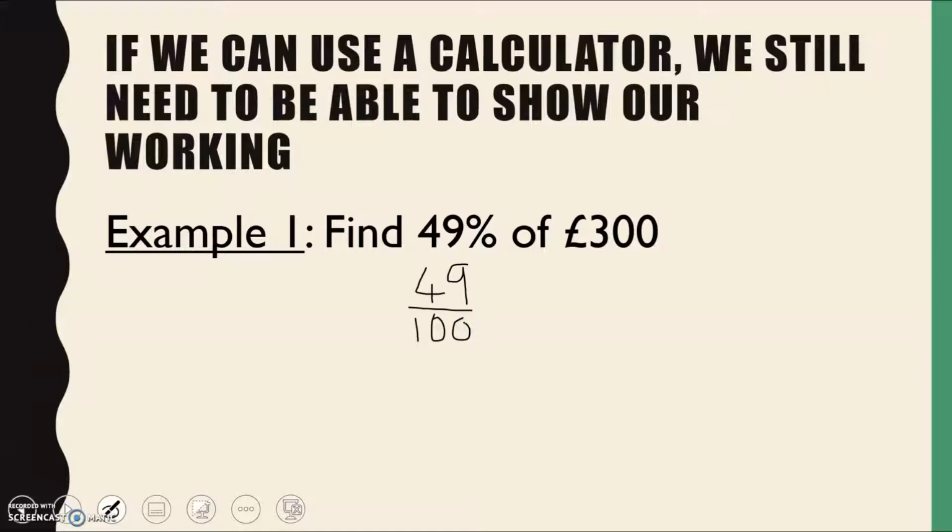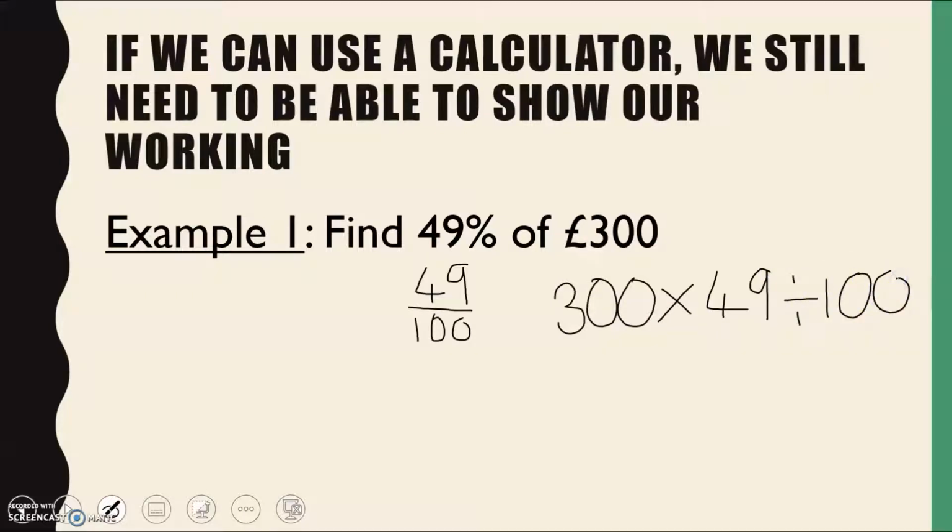So what I would want to see here is that you are doing your £300 times by the top, which is 49, and then divide by the bottom of that fraction. So in your calculator, you can type 300 times by 49 divided by 100. And when I put that into my calculator, I get 147 as my answer. Remember, to be successful, we need to check what our units were. It was £300, so I'm going to squeeze a pound symbol in at the start. 49% of £300 is £147.